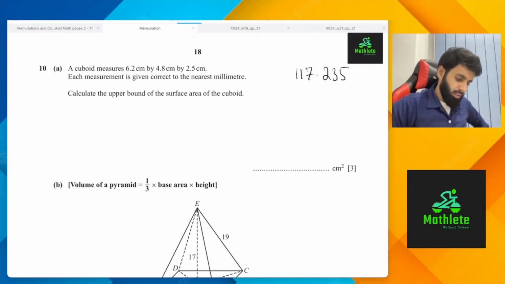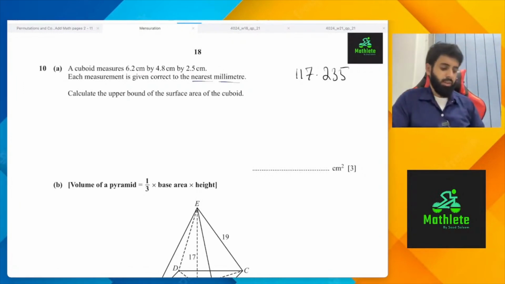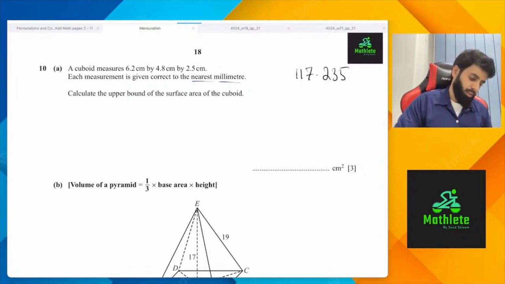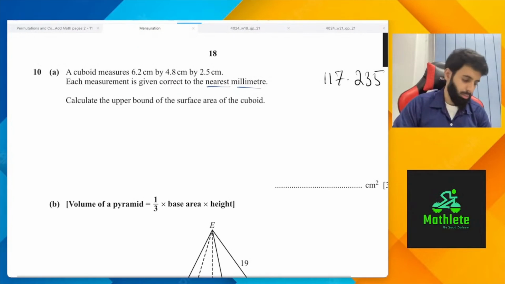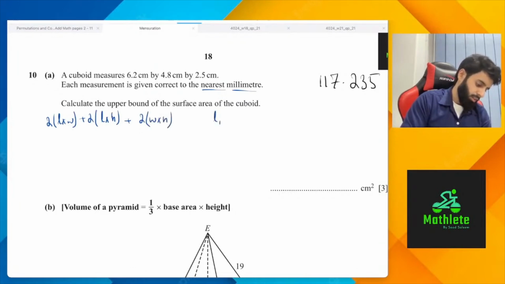Okay, question number 10 part A. Let's have a look at that. It's basically dealing with limits of accuracy. It says a cuboid measures 6.2 centimeter by 4.8 centimeter by 2.5 centimeter. Each measurement is correct to the nearest millimeter. Calculate the upper bound of the surface area of the cuboid. Okay, so if you want the upper bound of the surface area, पहले तो ये देख लो कहीं पे open तो नहीं लिखा हुआ. No, it doesn't say open anywhere. That means we're going to use the actual formula, length into width plus twice of length into height plus twice of width into height. Okay, and whatever dimensions that we're going to use, length, width and height, we're going to find their upper bounds.